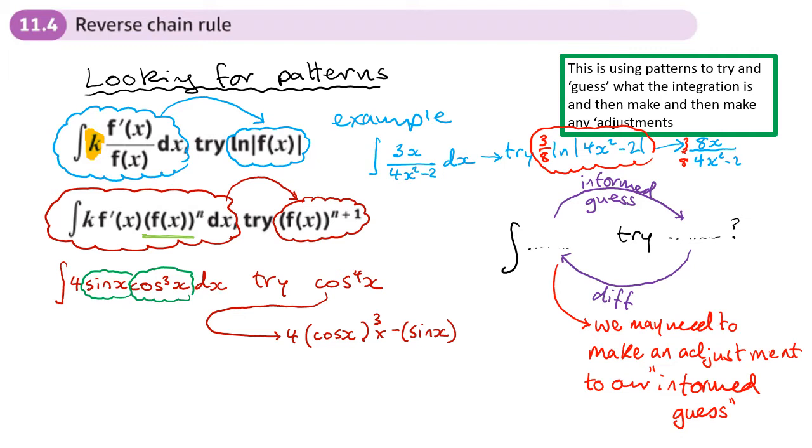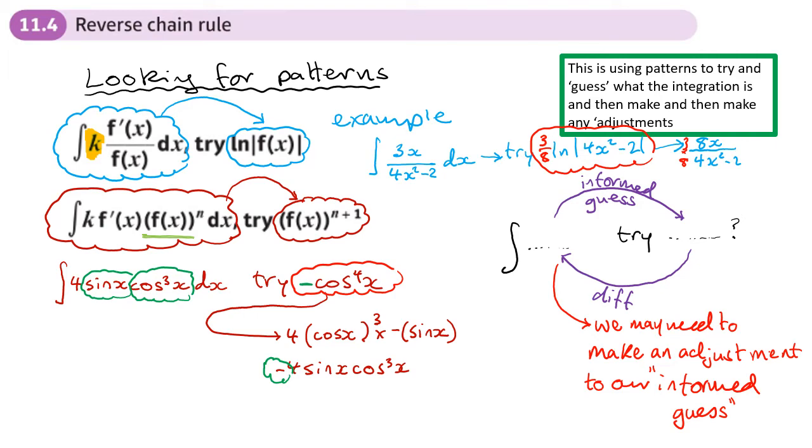So that gives me something very close to what I started with. So I actually end up with this, but I need to adjust my guess. If I stick a minus sign there, this now becomes my final answer. That's the correct final answer there. Yeah, so that's how what they call the reverse chain rule works.